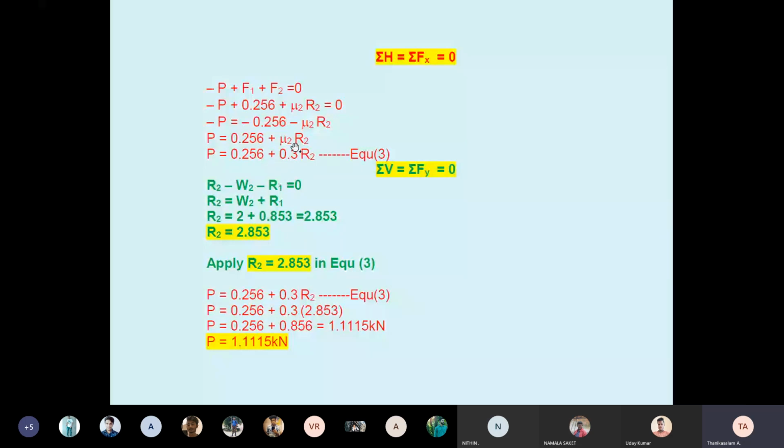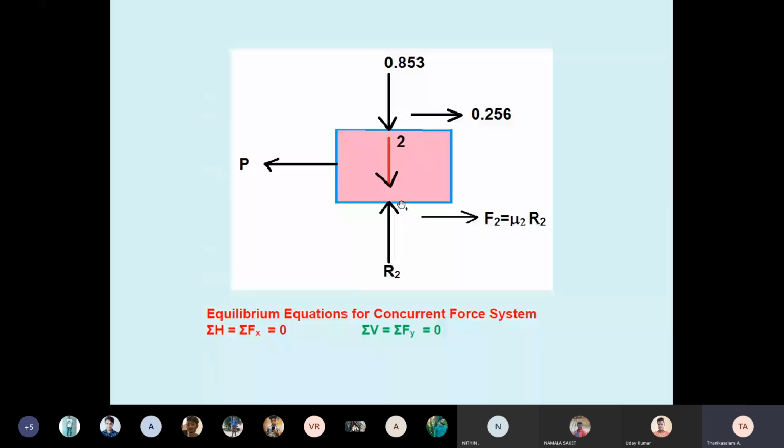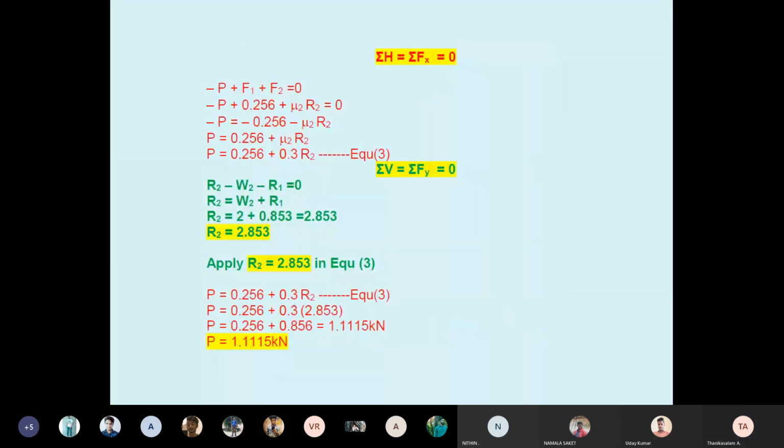Equation 3. Now summation vertical equal to 0: R2 minus W2 minus R1 equal to 0. Therefore R2 equal to W2 plus R1. What is W2? 2. R1 is already calculated. So R2 equal to 2 plus 0.853. Apply R2 in equation 3. Very simple, no?